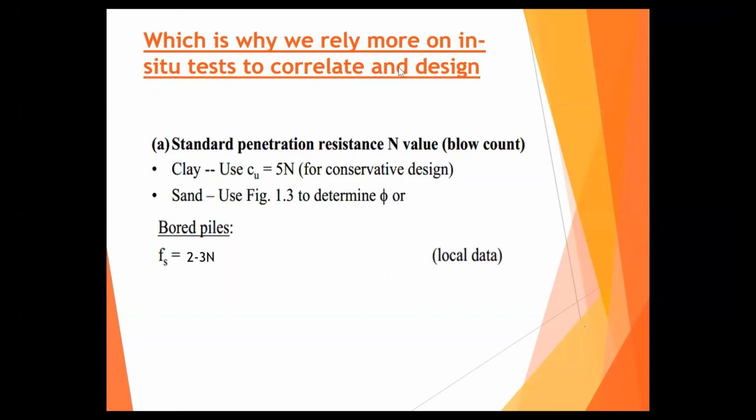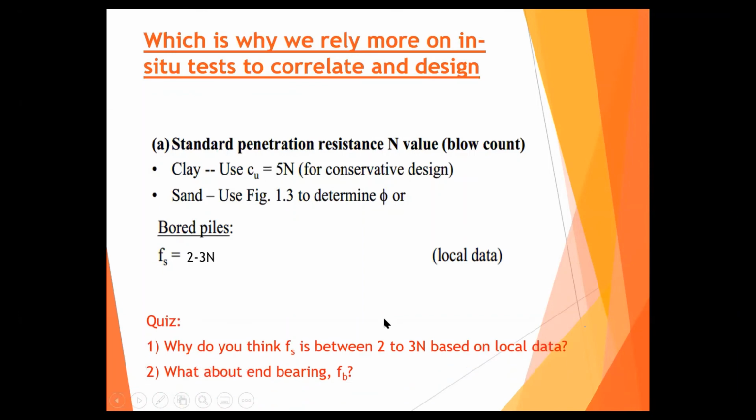But now, another question time. Why do you think the friction angle is between 2 to 3N based on local data? Let me see who should answer this question. I think this one must be a PhD student. Come, PhD student. Any PhD student want to answer?